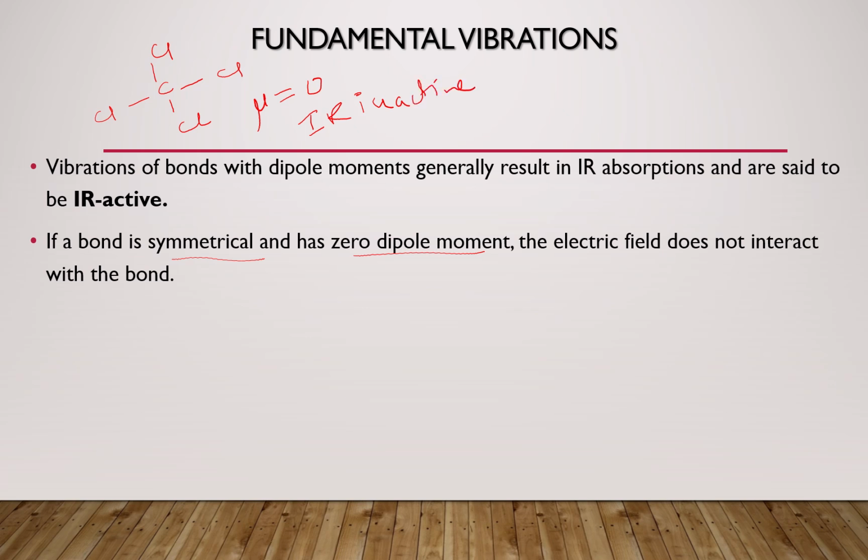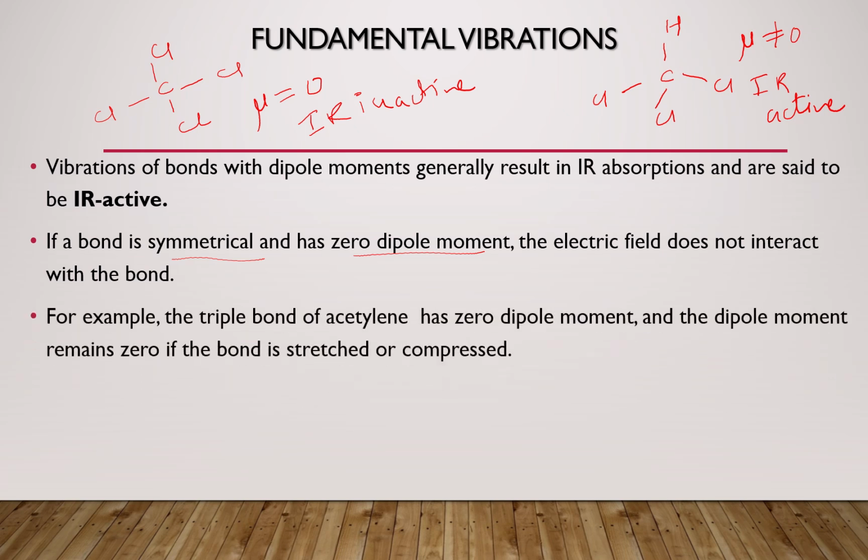But instead of carbon tetrachloride, if I take chloroform, then there is unsymmetry in the molecule, and in that case the dipole moment is not equal to 0. So this is IR active. I hope you understood: a molecule is IR inactive when the bonds are symmetrical and the dipole moment is 0.